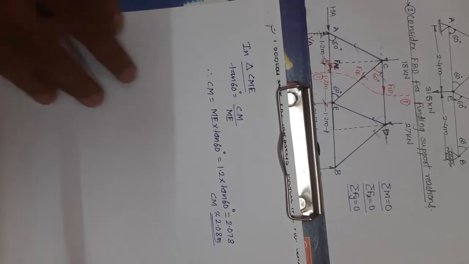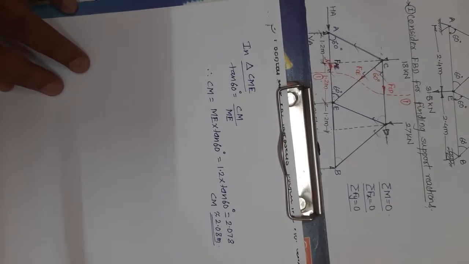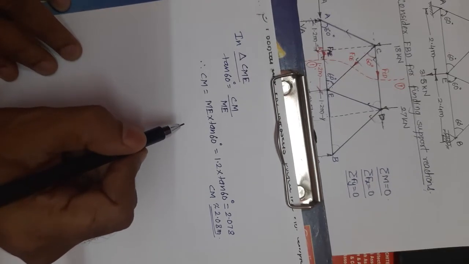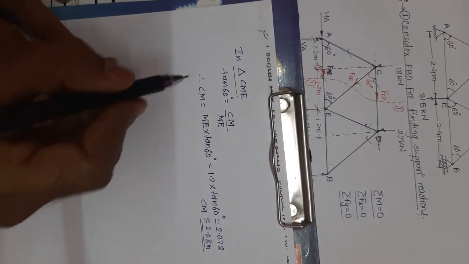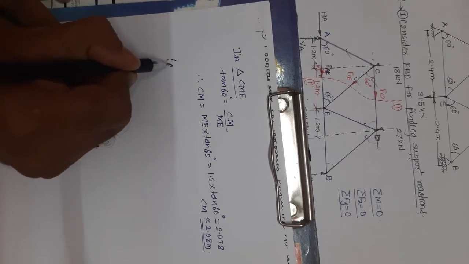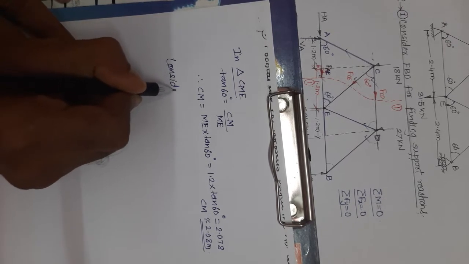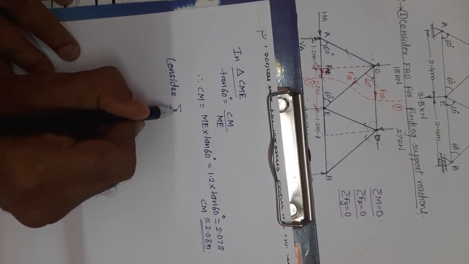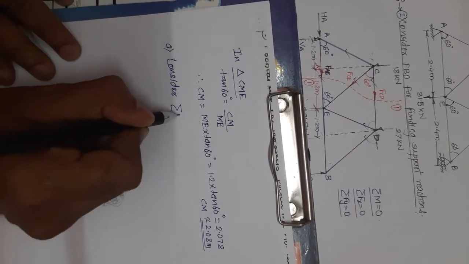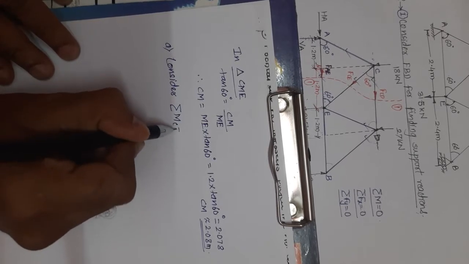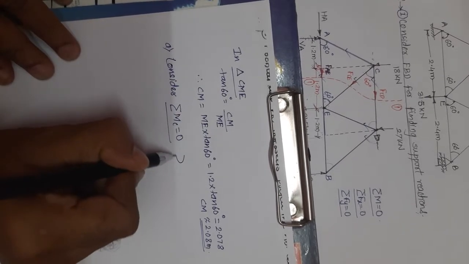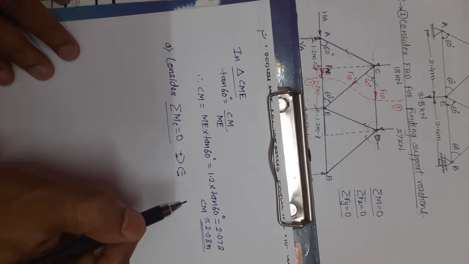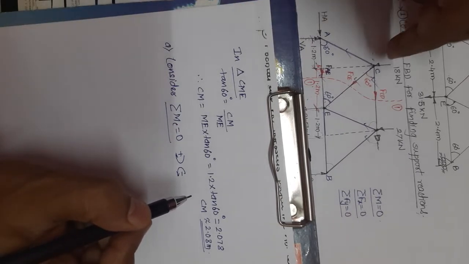Now we are free to take the moment now. Now we can take the moment. Yes. I hope we can take the moment now. So consider now the first step is consider moment about C equal to 0. Clockwise positive, anti-clockwise negative. So let us take the moment about C.